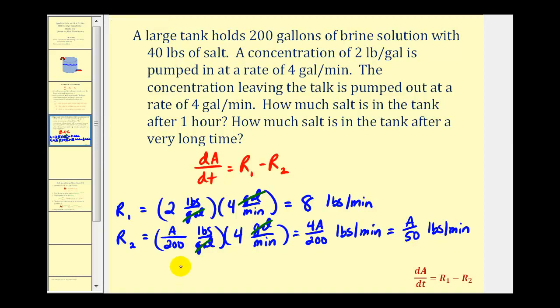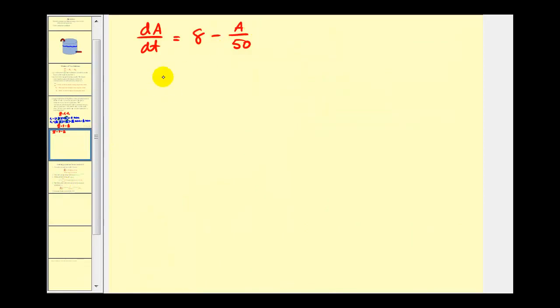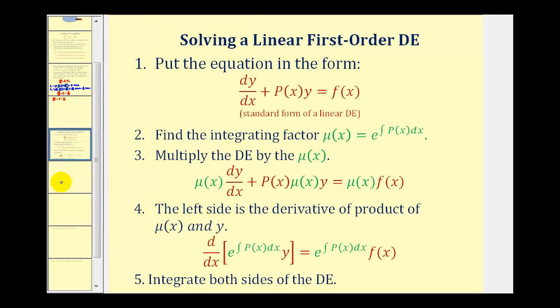So our differential equation would be dA/dt equals 8 minus A divided by 50. Well, this is actually a linear first-order differential equation, which we can solve by using an integrating factor. Let's go ahead and set this up on the next slide. So just to review, if we have a linear first-order differential equation, then we're going to write the differential equation in standard form, or this form here, and then we're going to multiply everything by our integrating factor, which is given here. So you may want to pause the video here if you need this review.